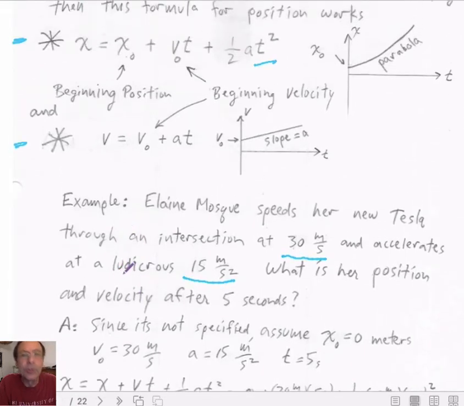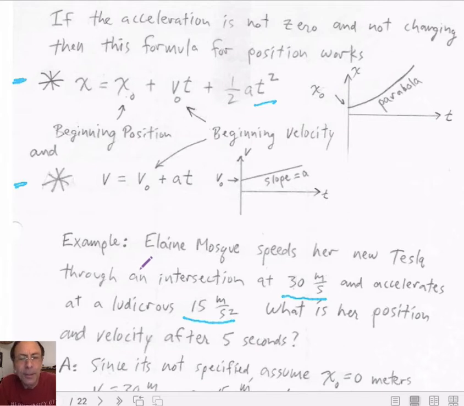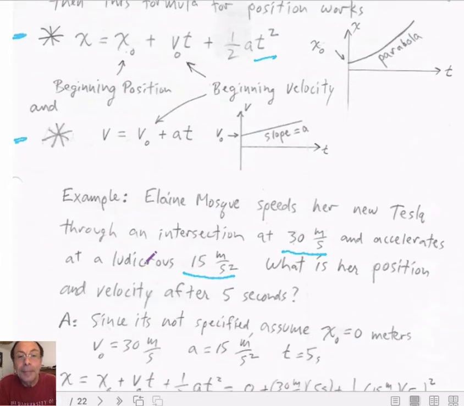The reason I use the word ludicrous is because the Tesla cars have various driving modes, and there's the regular mode, and then there's the sport mode, and then there's the ultra sport mode, and in the controls they call it the ludicrous mode. Okay, so Teslas are pretty fast cars. All right, anyhow, what is her position and velocity after 5 seconds?